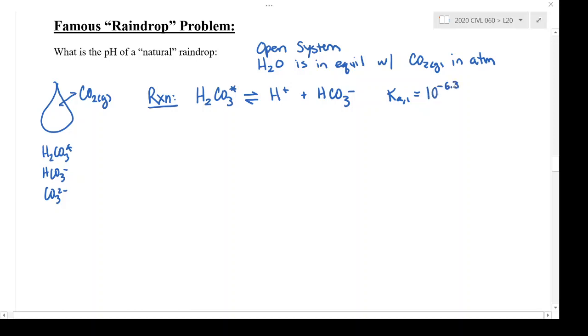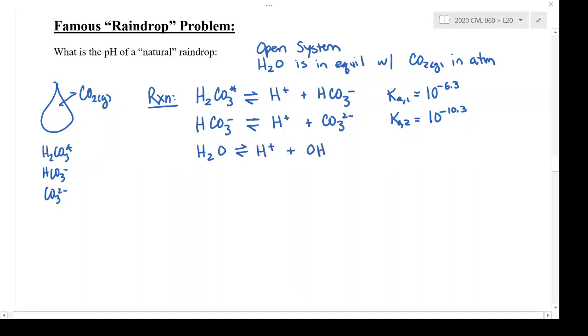The second weak acid reaction I'm going to include is for bicarbonate, because it's also an acid, and it can dissociate and donate a proton and form carbonate. The equilibrium constant for that is 10 to the minus 10.3. I'm also going to include water, which is also a weak acid because it can donate a proton and form hydroxide. I call that equilibrium constant Kw, at 10 to the minus 14.